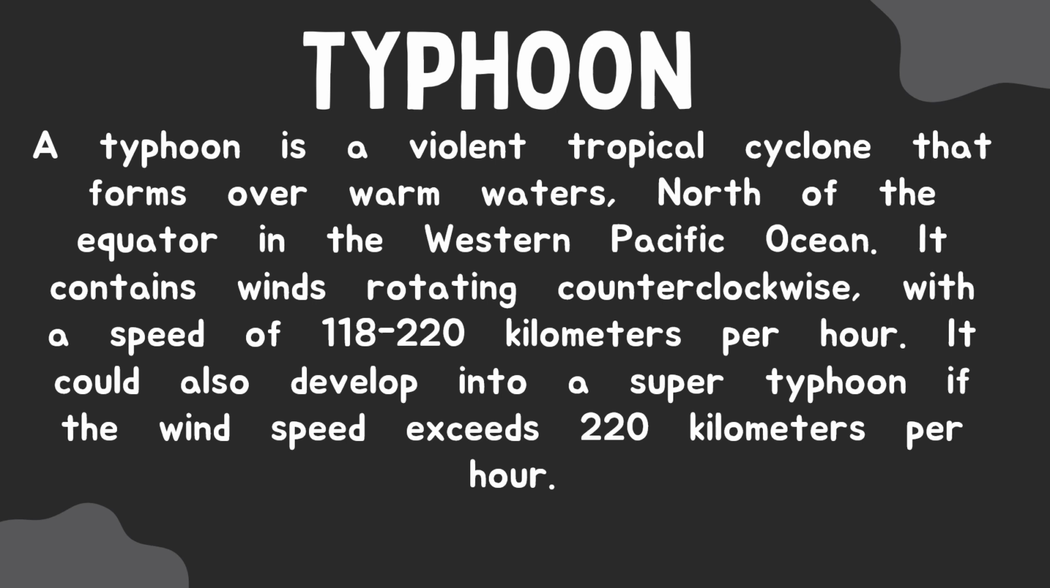Now, when we say typhoon, it is a violent tropical cyclone that forms over warm waters north of the equator in the western Pacific Ocean. On the other side, around the Atlantic, they term this tropical cyclone a hurricane. Now, this contains winds rotating counterclockwise with a speed of 118 to 220 kilometers per hour. Now, if the wind speed reaches 220 kilometers per hour and above, it is now categorized as a super typhoon.